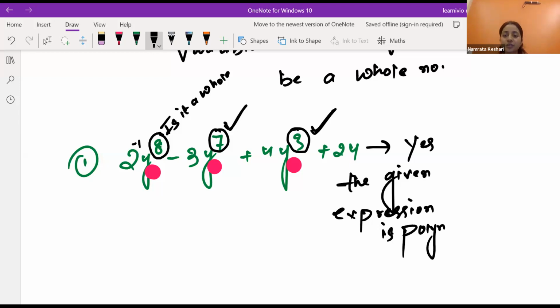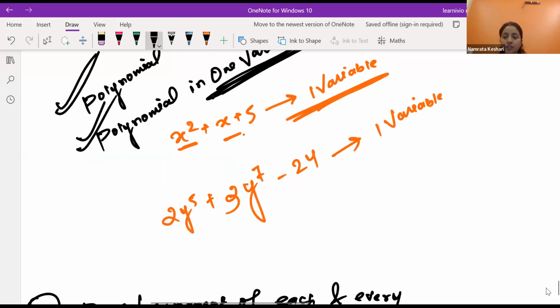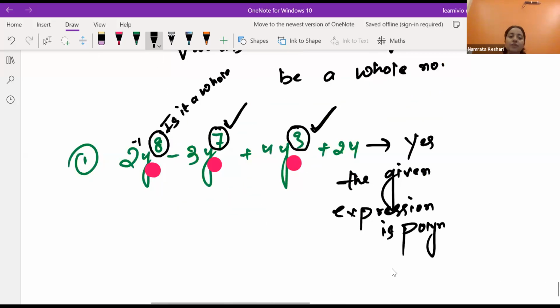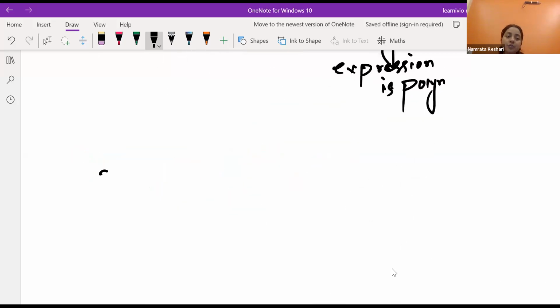So far, any confusion, Apurva? No. Let's see a few more examples. Suppose we are having x to the power 5 plus x to the power 6 minus x to the power negative 3 plus 4. Is it a polynomial, Apurva?